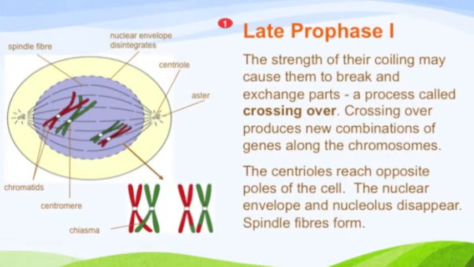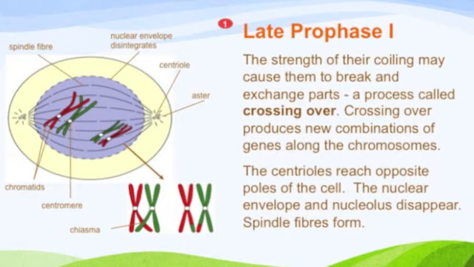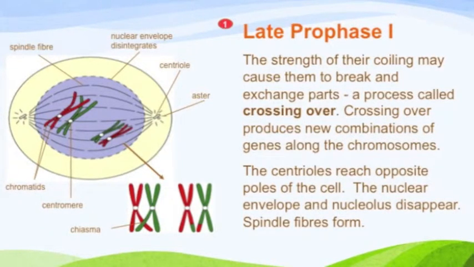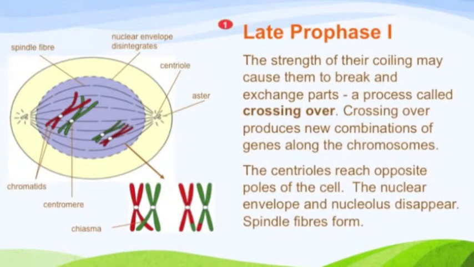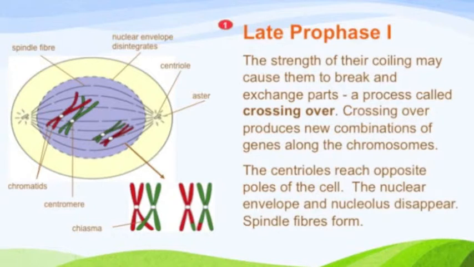Also note that the strength of their coiling may cause them to break and exchange parts. This is a process called crossing over. If you have a look at the small diagram below, you'll notice that after crossing over takes place, the chromosomes from the female parent will receive some genes from the chromosomes of the male parent. This will result in new combinations of genes along the chromosomes.